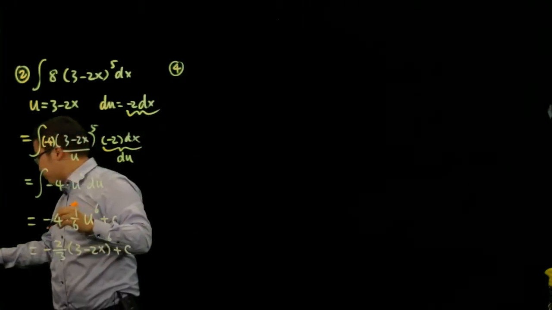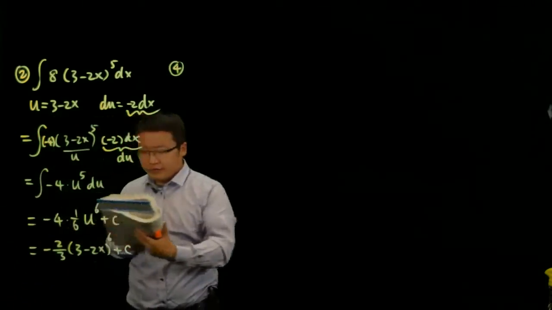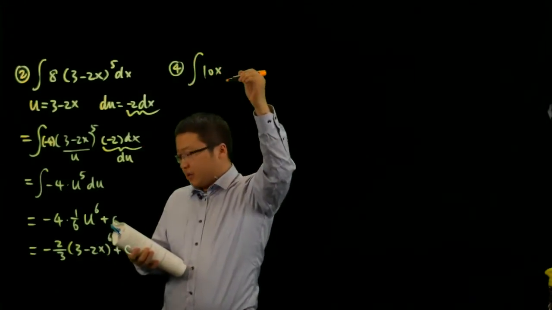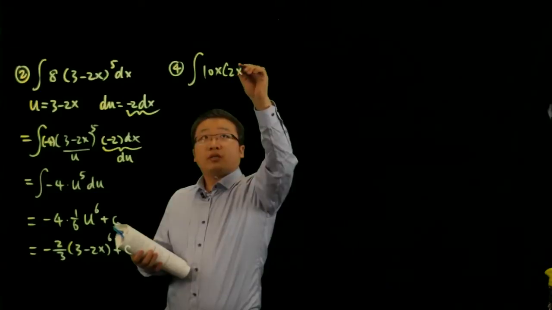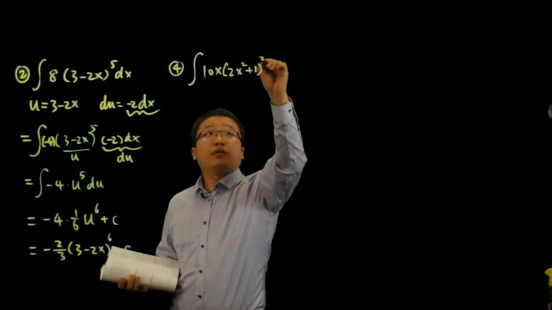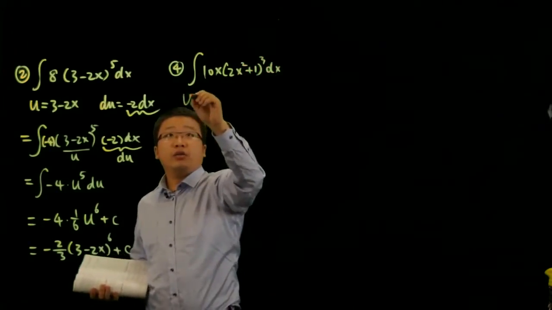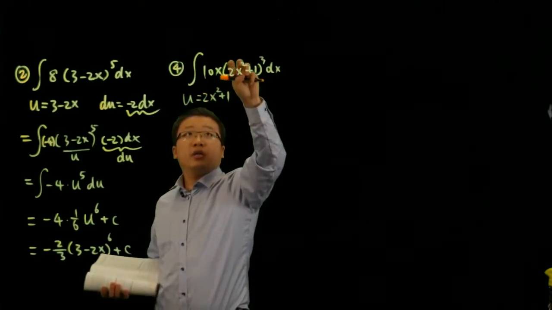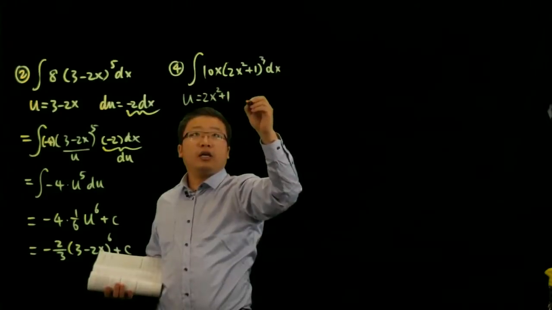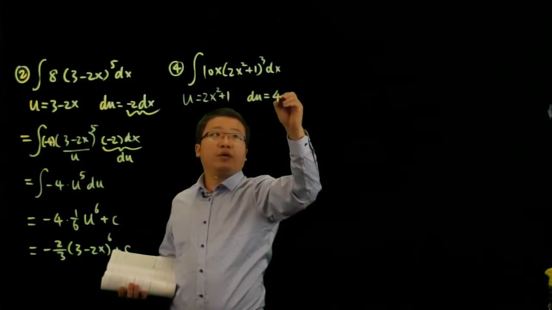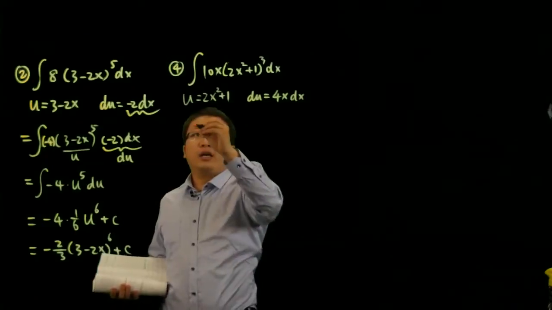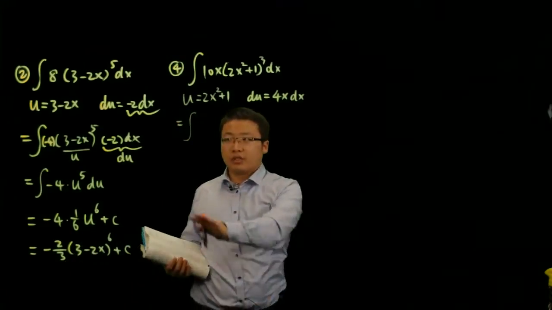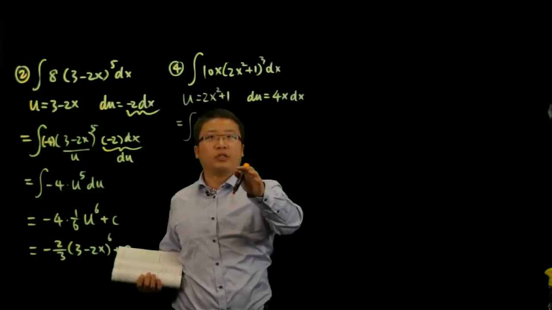Number 4, we have integral 10x times (2x squared plus 1) to the 3rd dx. And u will be 2x squared plus 1 because that's within your structure. And du becomes 4x dx. And your question becomes, I'm getting a little faster, I'm jumping over lots of explanation because that one was pretty detailed. This is very similar.